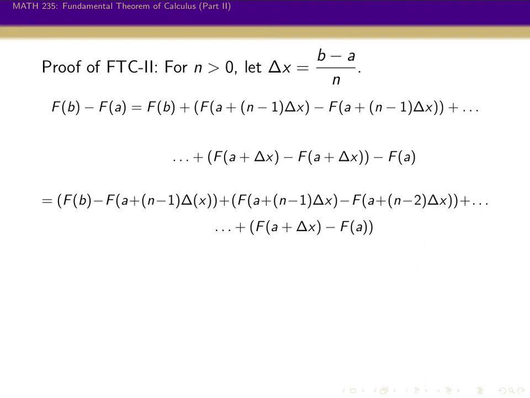Right? So it's f of b minus f of a plus n minus 1 delta x, plus f of a plus n minus 1 delta x minus f of a plus n minus 2 delta x, and so on. Continue that all the way down the line. So the last part is f of a plus delta x minus f of a. Okay, and so really what's going on on each of these, we're taking the difference between the endpoints of the two subintervals, right? And so when we add this all together, all the subintervals in between, they all cancel themselves off, and so we're left back with f of b minus f of a.